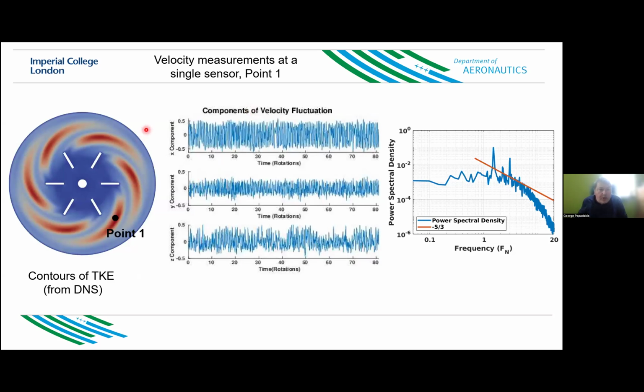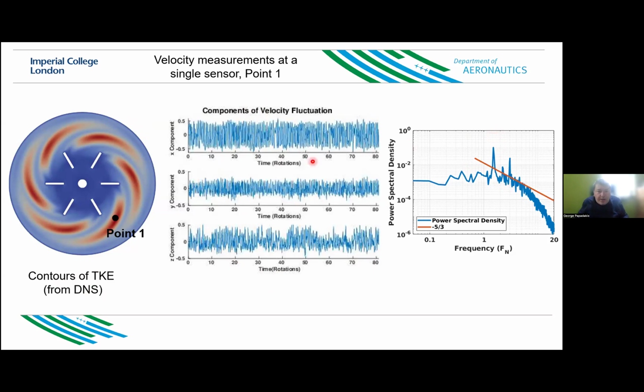So how does this work now for my problem? Here on the left I have the contours of TKE from the DNS, and you can see I have put a black dot at point 1. This is the point where I have the maximum TKE. At this point I record the velocities U, V and W. And on the right, you see this power spectrum, and you can see the peak at 1.5 FE.